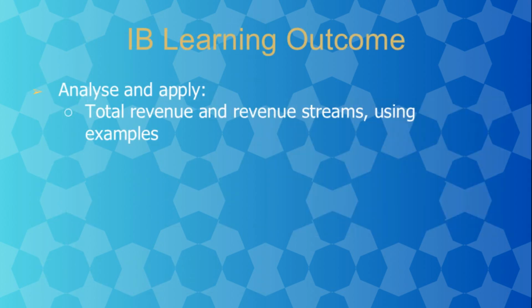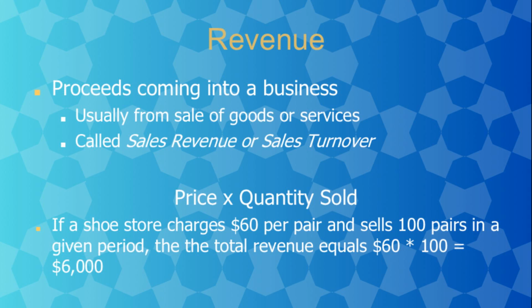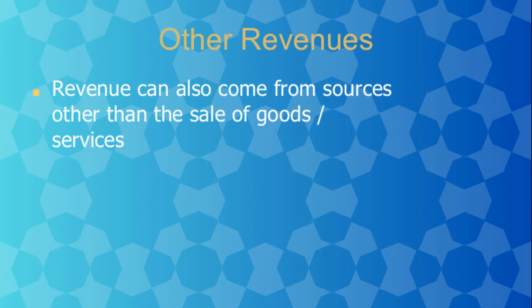Our next learning outcome is to understand revenue streams. Revenue is the proceeds coming into a business, usually from the sale of goods or services. It's often referred to as sales revenue or sales turnover. For example, if a shoe store sells 100 pairs at $60 each, the total revenue is $6,000. Revenue can also come from sources other than the sale of goods or services. These additional revenue streams can significantly impact the financial stability and growth potential of a business.